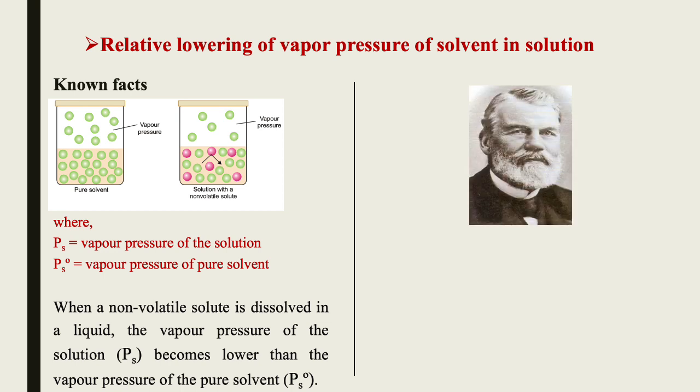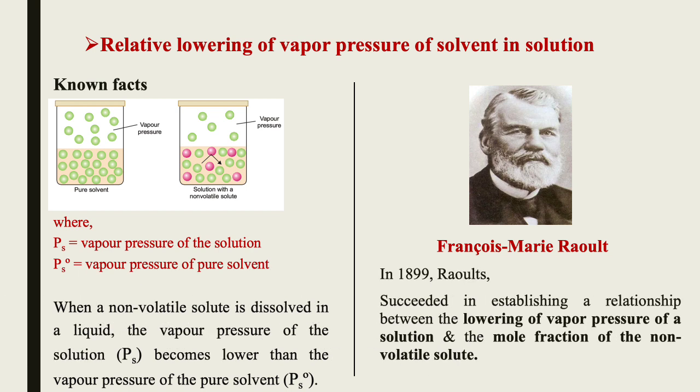This is the photo of Francois Marie Raoult. This is the name of the scientist, Raoult. In 1899, Raoult succeeded in establishing a relationship between the lowering of vapor pressure of a solution and the mole fraction of the non-volatile solute.